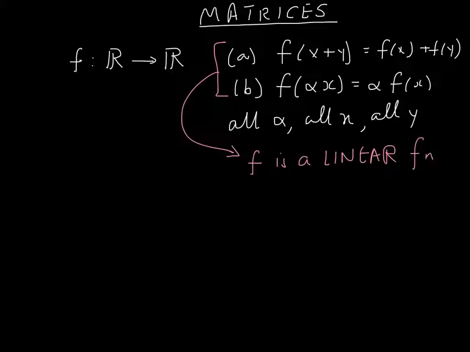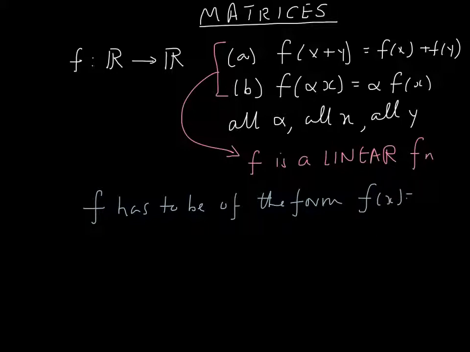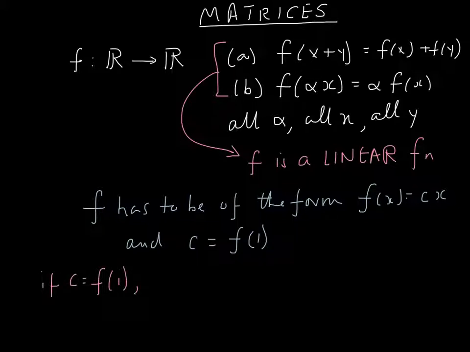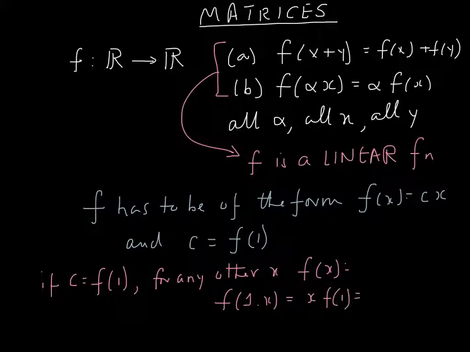Now, the question we tried to solve in the class was, what are all these linear functions? Well, we came upon the fact that this function f has to be of the form f of x is equal to c times x, which means f is just multiplication by some number c, and c is equal to f of 1. In fact, if c is equal to f of 1, then for any other x, f of x is equal to f of 1 times x, which is equal to x times f of 1, which is equal to c times x.